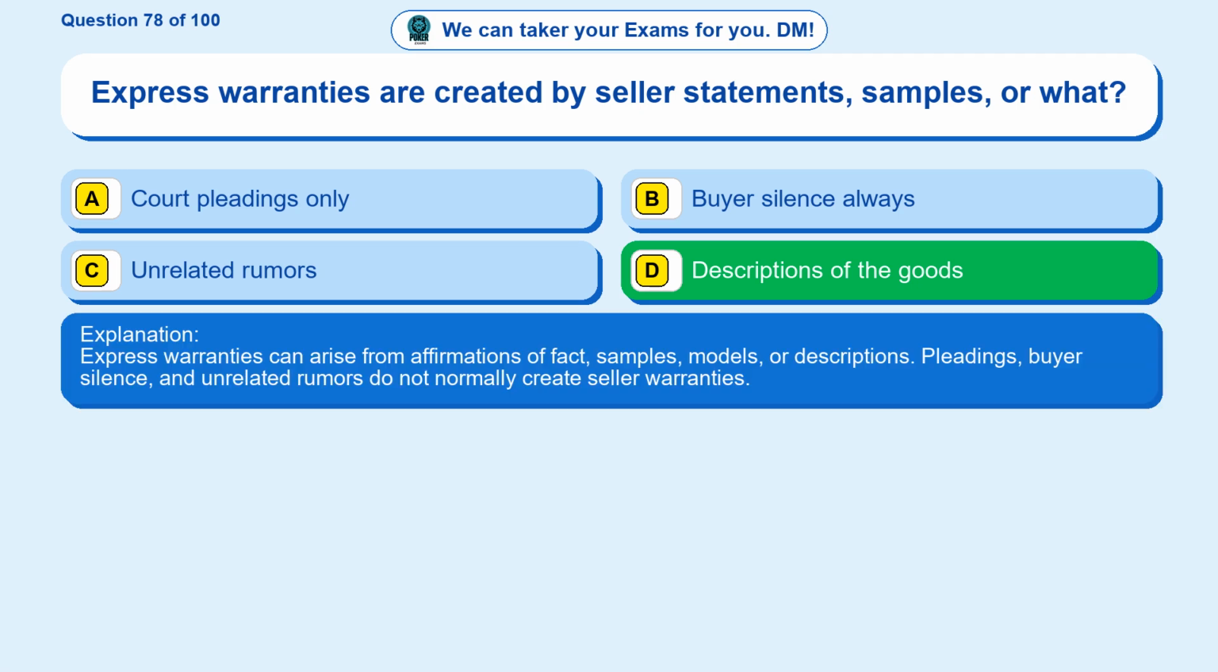Express warranties can arise from affirmations of fact, samples, models, or descriptions. Pleadings, buyer silence, and unrelated rumors do not normally create seller warranties.